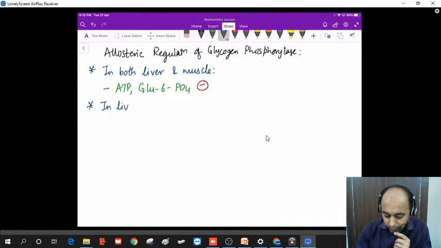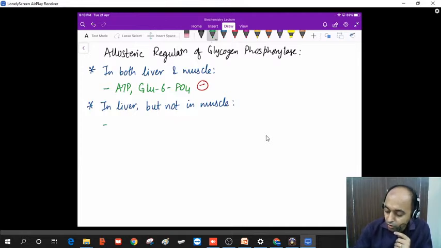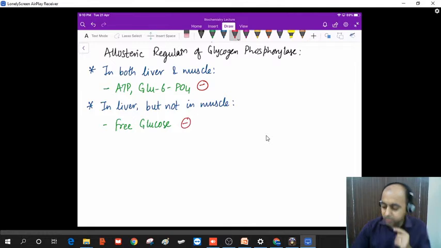In liver, but not in muscle, free glucose will inhibit the glycogen phosphorylase.